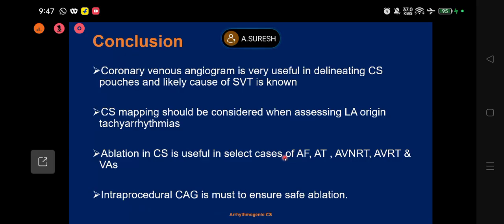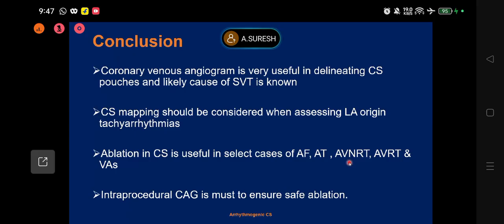Coronary sinus mapping should be considered when assessing LA origin tachyarrhythmias because you have connections from both LA and RA. Ablation in CS is useful in select cases of atrial fibrillation, atrial tachycardia, AVNRT, AVRT, and ventricular arrhythmias. Intra-procedural CAG is a must to ensure safe ablation when we are doing ablation within the coronary sinus.